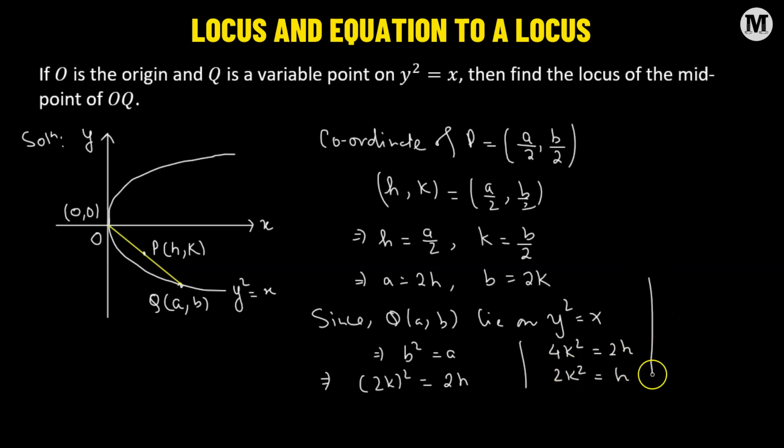Now we'll do the final polishing here. All we have to do is replace the value of h with x and replace the value of k with y, such that we get the new equation of the locus of the midpoint. So that's going to be 2y squared equals x. So this is going to be the equation of the locus of the point P, and P is the midpoint of the line joining the origin and the point Q, which lies on the parabola given by the equation y squared equals x.